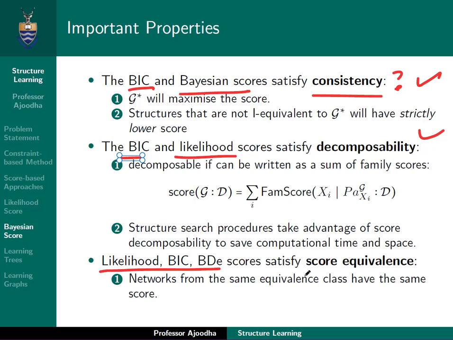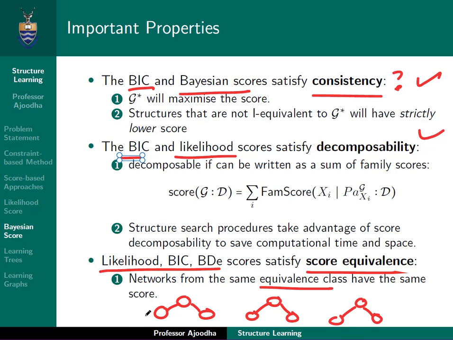So these scores are all score equivalent. And what does score equivalent mean? Score equivalence is the stuff I was talking about earlier. It means that networks from the same equivalence class will have the same score. So if networks are from the same equivalence class, like for example, let's say these are I-equivalent, I have shown you this example many times.